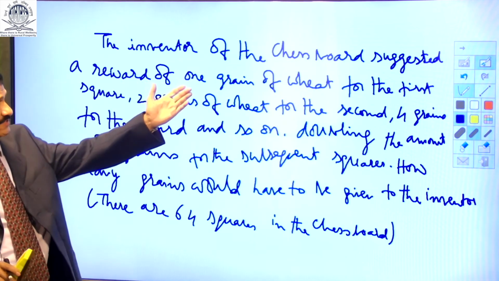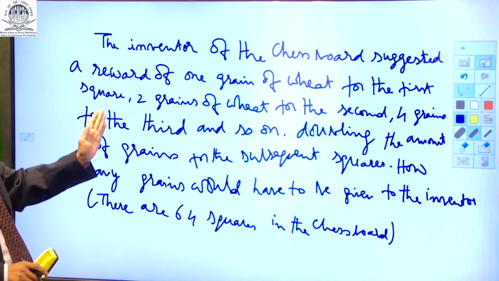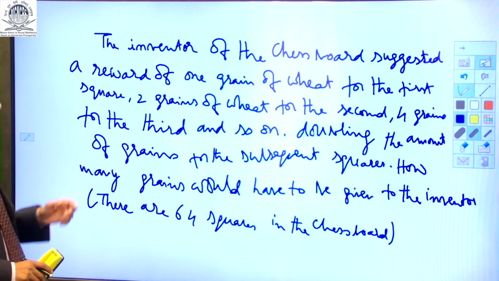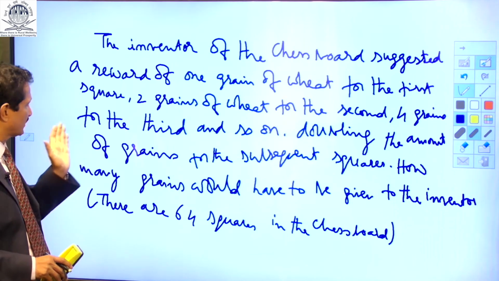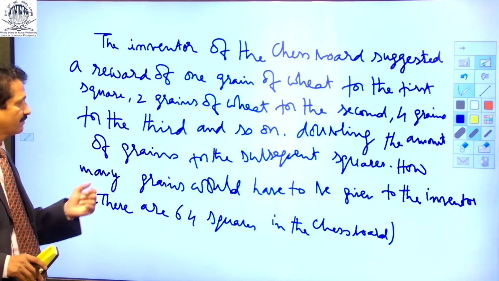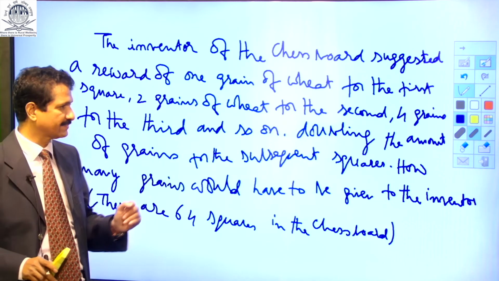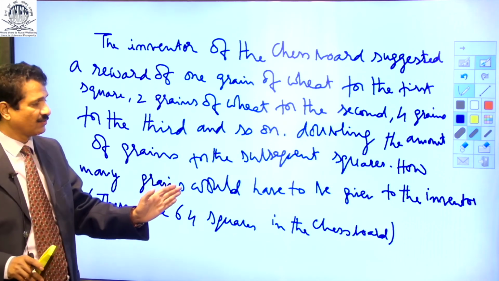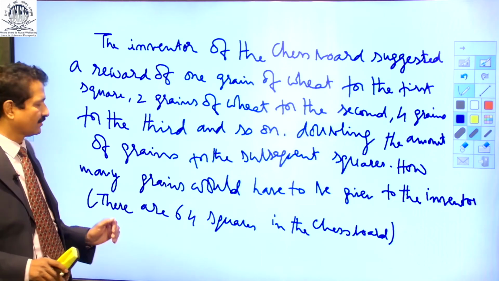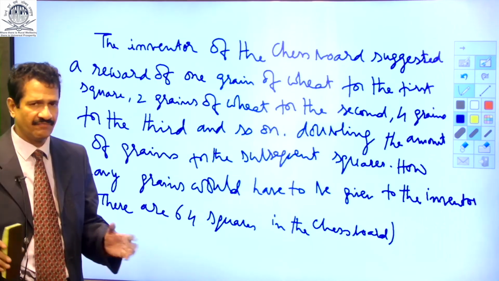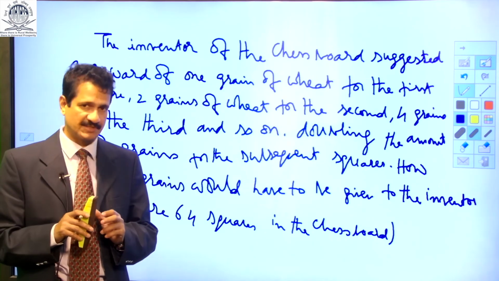The inventor of the chessboard suggested a reward of 1 grain of wheat for the first square, 2 grains of wheat for the second, 4 grains for the third, and so on, doubling the amount of grains for the subsequent squares. How many grains would have to be given to the inventor? There are 64 squares in the chessboard. We know that there are 64 squares in a chessboard.